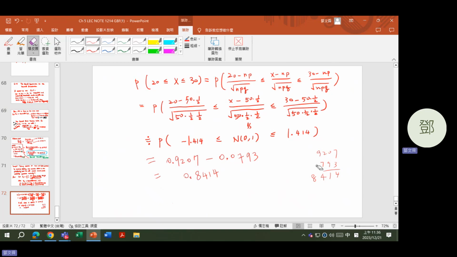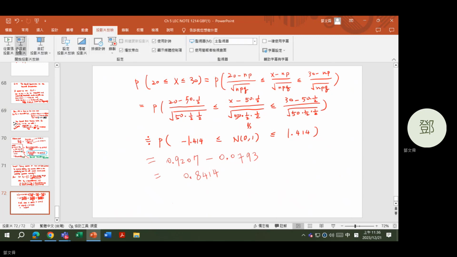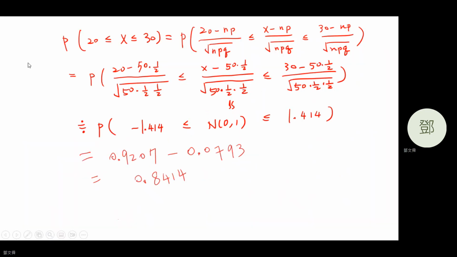Let me wipe it off. All right, that's the probability we need. And now it's very easy. All you need to use is the central limit theorem and the table. And now, but one thing I have to tell you is that the number is an approximation.